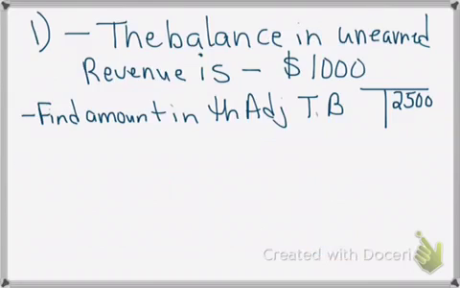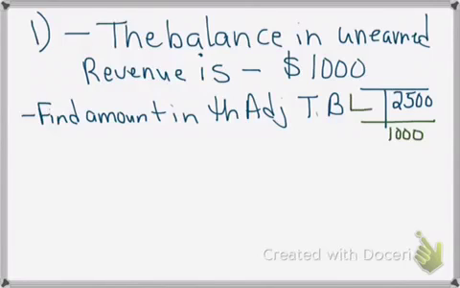Now there's two ways that this could be stated. The first way is the balance in the unearned revenue account is $1,000. So the first thing you have to do is find the amount in the trial balance. And in this case, we look at the adjusted trial balance. We find that the balance is a credit for $2,500. We need the balance to be $1,000. So that's going to be the balance.